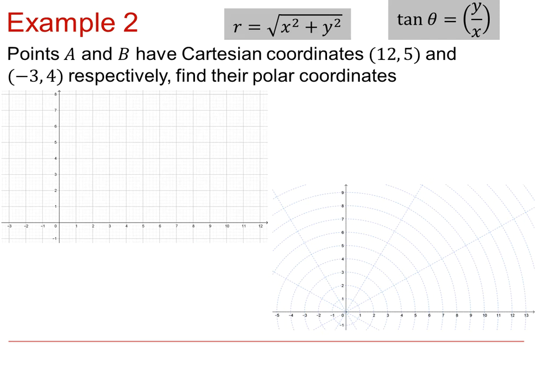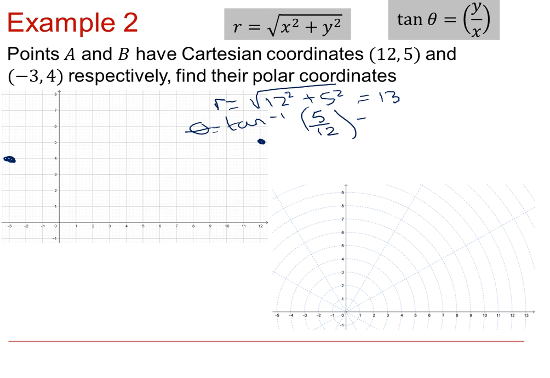We have 2 points, A and B, with Cartesian coordinates 12, 5 and minus 3, 4. We want to find their polar coordinates. Well, we can write that r equals the square root of 12 squared plus 5 squared, equal to 13, and theta will equal tan to the minus 1 of 5 over 12, which gives us an answer in radians of 0.395.